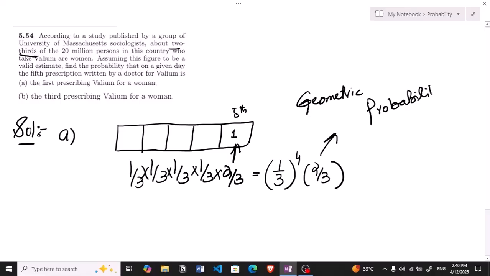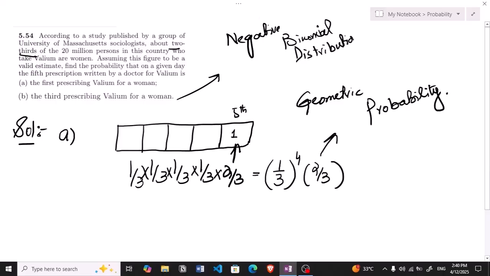Okay, so part A is related to the geometric probability. In part B, the third prescribing Valium for a woman. It means that this is not the first one, while the third one is fixed, which is the fifth one. So that's why here we have to use the negative binomial distribution.